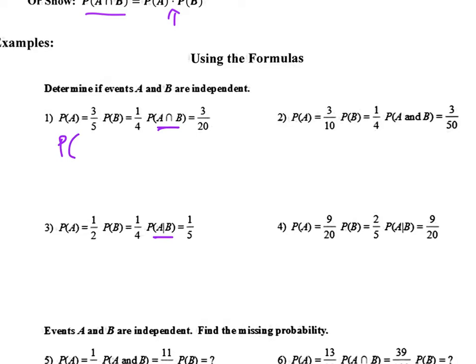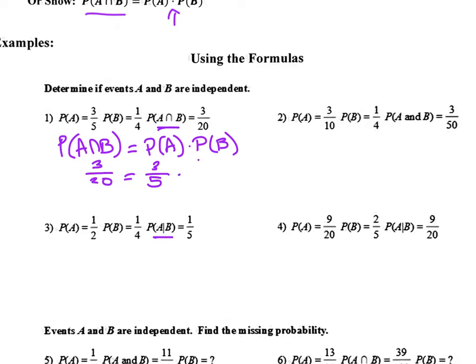Okay, so what you do need to do is write the rule that you're using. So I'm using: if the probability of A and B is equal to the probability of A times the probability of B, then it's true. And whenever we're doing a proof, we don't cross the equal sign. So probability of A and B is 3 out of 20. Probability of A is 3 out of 5. The probability of B is 1 out of 4. We do the math on one side. We're going to leave this by itself.